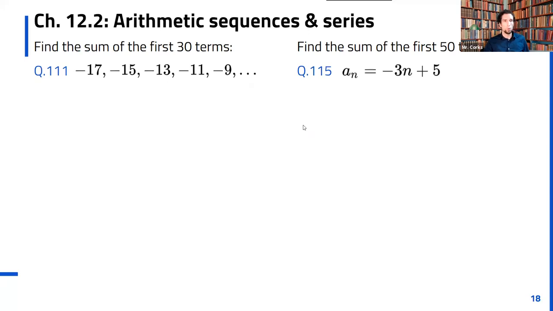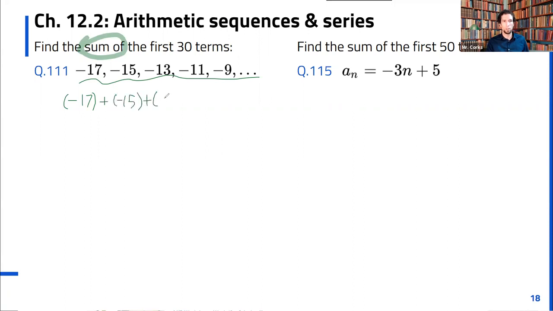So last ones here. Sum again means we are adding up all of the parts. So that means that we're going to take this and imagine we have a plus sign between all of these. So -17 plus -15 plus -13 plus -11 plus, for 30 terms, up to whatever those would be. What is the formula for the partial sum of an arithmetic sequence?